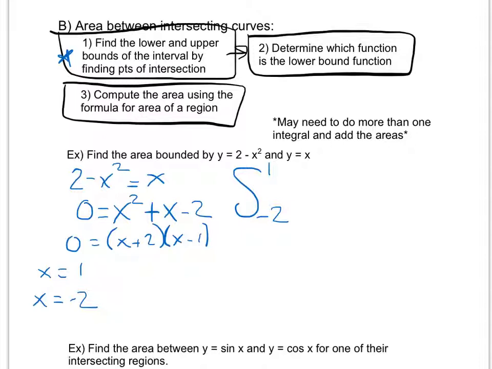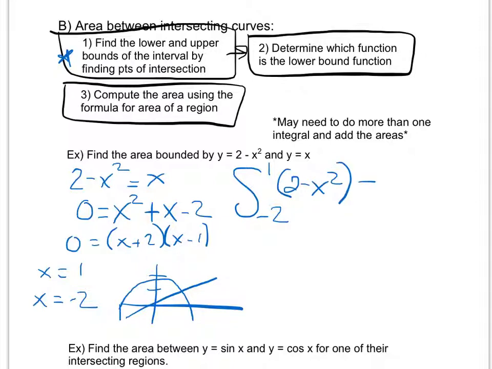So now I'm going to do top curve minus bottom curve. I can either know about what these look like or I can look at them on my graphing calculator. It's going to be something like this. So my parabola is upside down. It's shifted up 2. Y equals x. So I'm going to have a graph that looks something like this. So my top curve is 2 minus x squared.